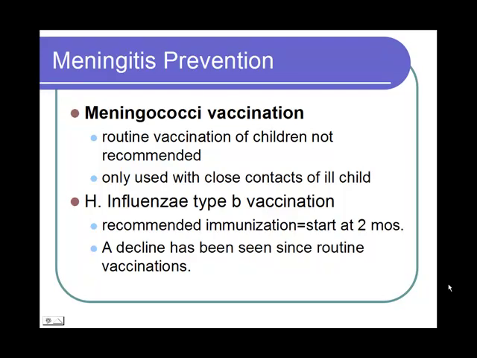Now, how do we prevent meningitis? Well, we do have vaccines. The meningococcal vaccine is not one that we routinely give to kids, but if there's been somebody in the family who developed the Neisseria meningococcal meningitis, we'll give them, or close contacts who have been around that child. The H flu type B, this is our Hib, which we give during that first year of life. This is the most common type of meningitis during the first year of life, and we've really seen a decrease in meningitis since we started that vaccine, the Hib.